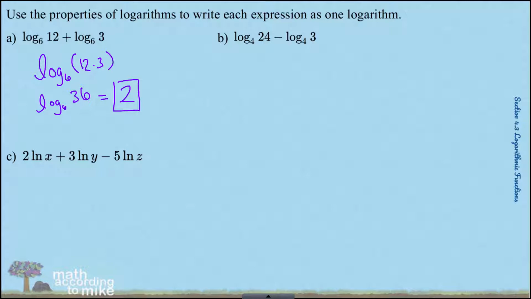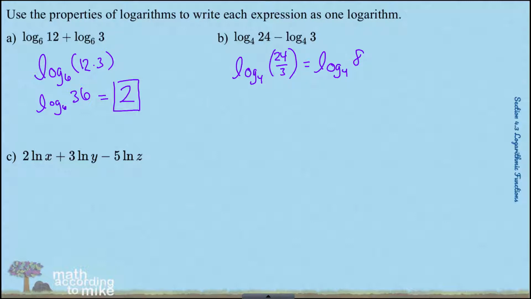In part B, we are subtracting logarithms. So what do you think we do to the arguments? Yes, you in the back row, you divide the arguments. So the new argument is 24/3, which reduces down to 8. 8 is a multiple of 4, but it is not a power of 4, at least not a nice power. So log base 4 of 8 does not simplify any further. Leave it alone.